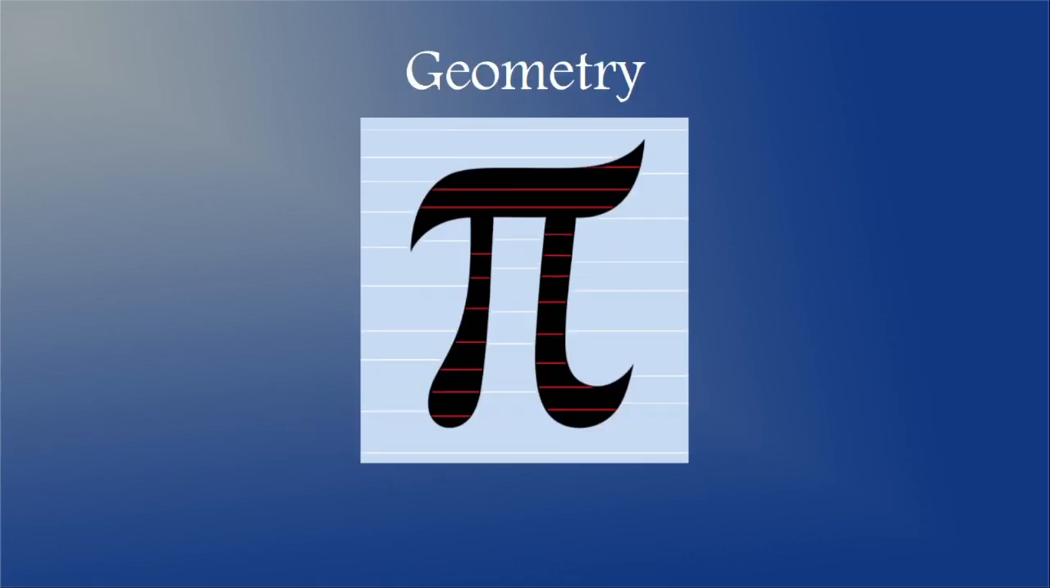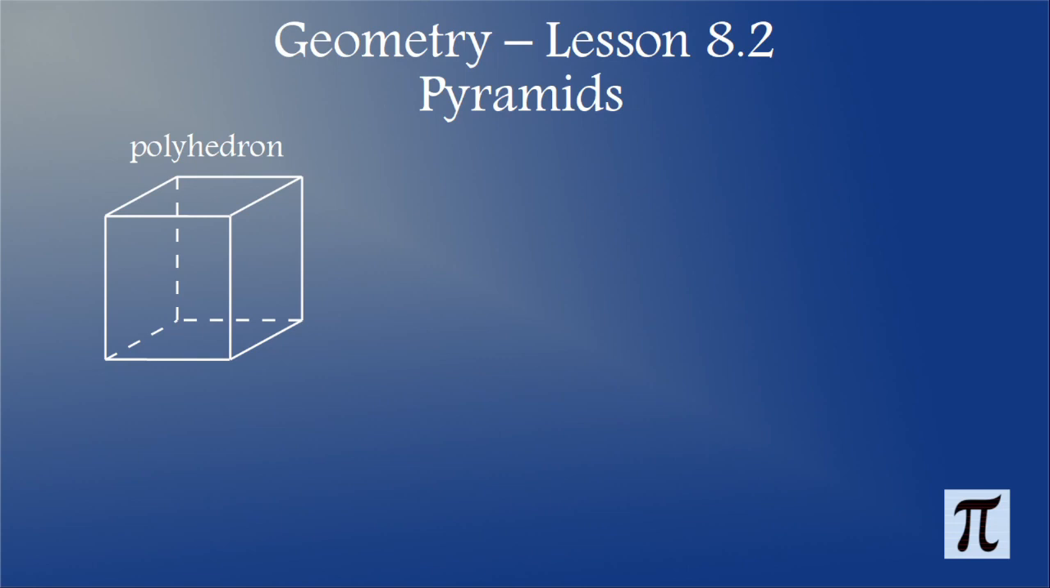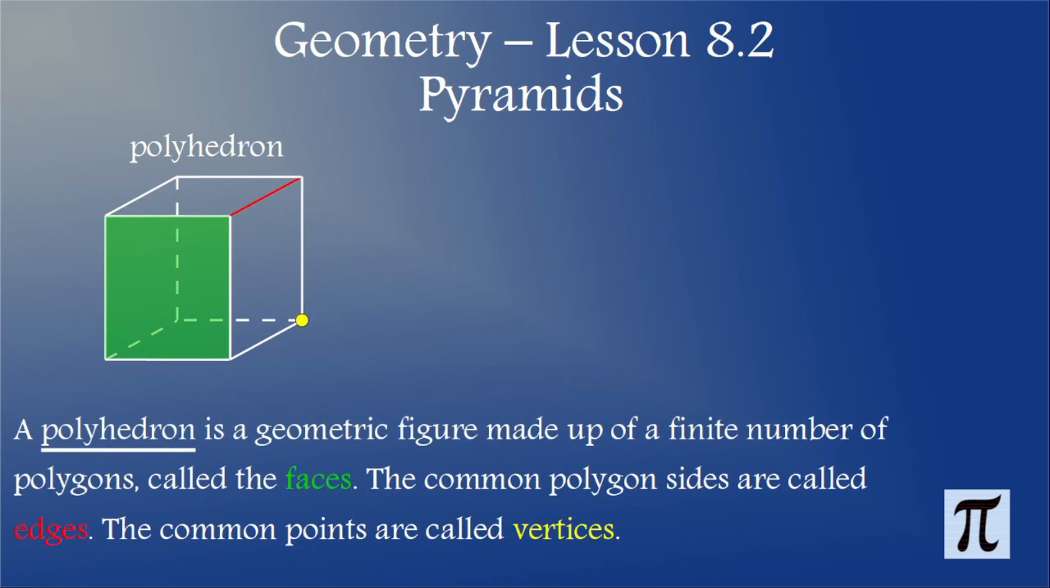Welcome back to our geometry series. Today we are up to section 8.2 where we'll be looking at pyramids. In previous sections we looked at a polyhedron. A polyhedron is a geometric figure made up of a finite number of polygons called the faces. The common polygon sides are called edges, and the common points are called the vertices.